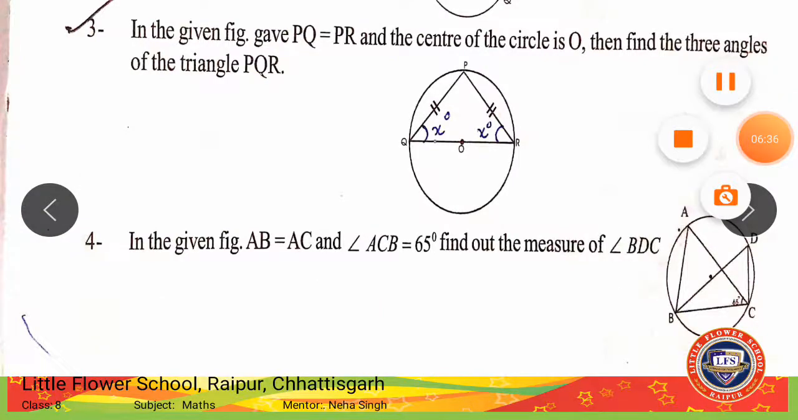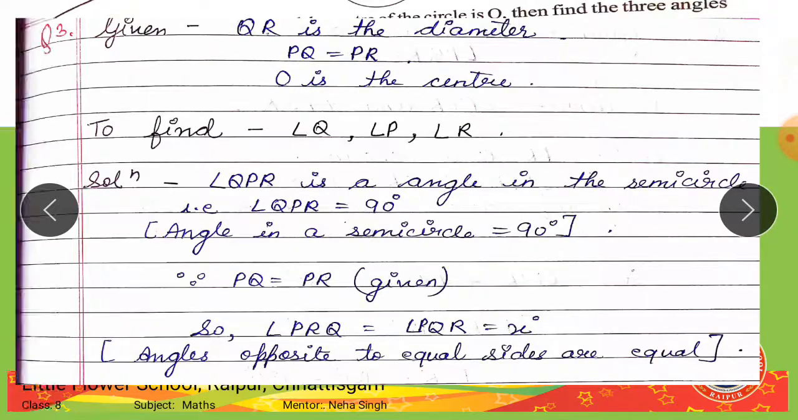Moving on to the third one. In the given figure, PQ equals PR and center is O. Find all the three angles. See, now PQ and PR are given equal, right? First you'll write all the given. QR is the diameter, PQ equals PR, and O is the center, right? What you need to find? You need to find all the three angles.